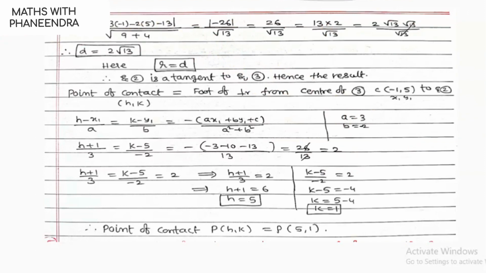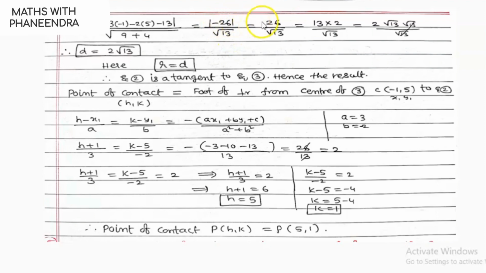Now D is equal to, as I wrote in previous questions, the formula you keep in mind: (ax1 + by1 + c) by root of a square plus b square. So 3 into minus 1 and minus 2 into 5 minus 13, by root of x coefficient whole square plus y coefficient whole square, that means 3 square plus minus 2 whole square. So 9 plus 4, 13. So minus 3 minus 10 minus 13. So minus 26 by root 13.